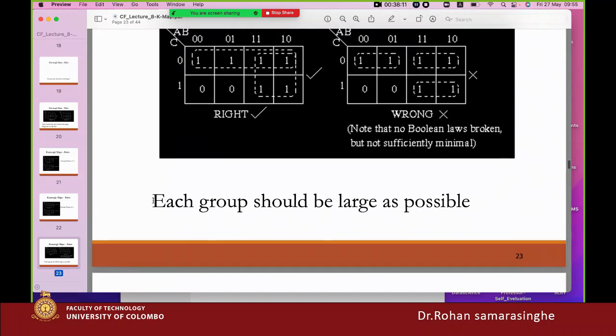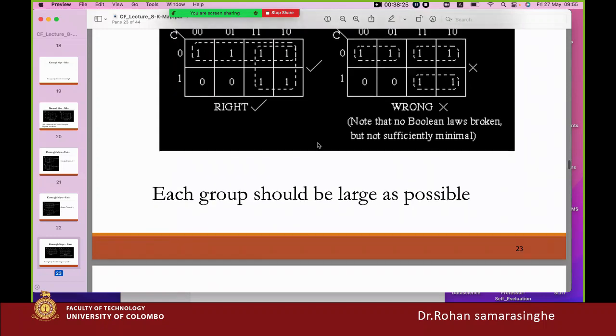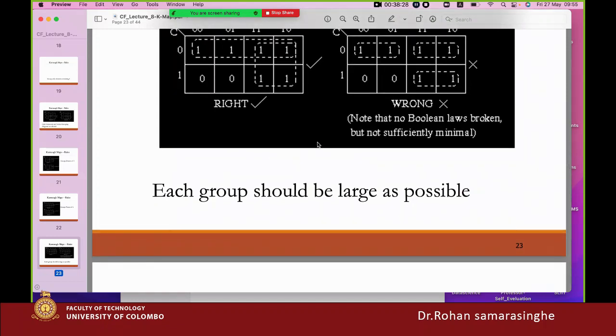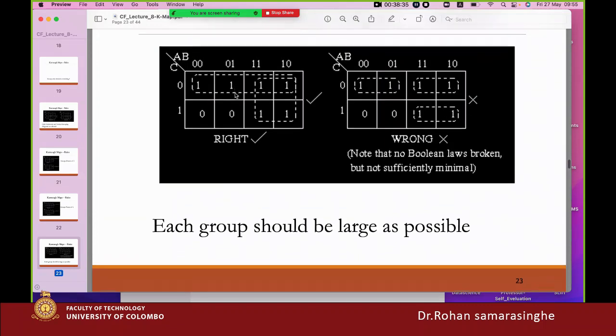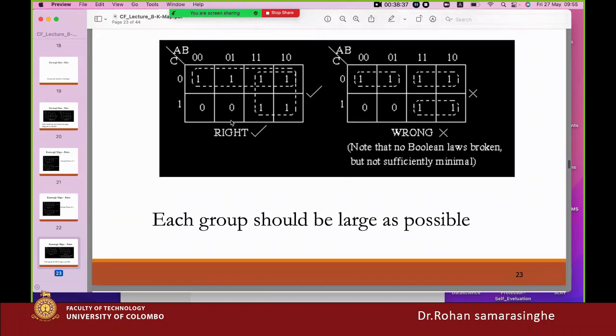So each group should be as large as possible. Even though you can mark three simple groups, that is wrong. You have to mark the large group, having more ones. Also, groups can overlap like this. These two will be used, this group and this group.